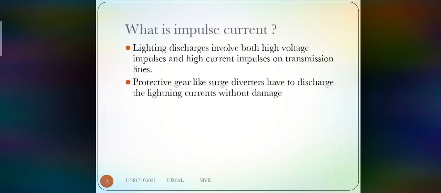What is impulse current? A lightning discharge involves both a high voltage impulse and a high current impulse on transmission lines. Protection gear like a surge diverter must discharge the lightning current without damage.